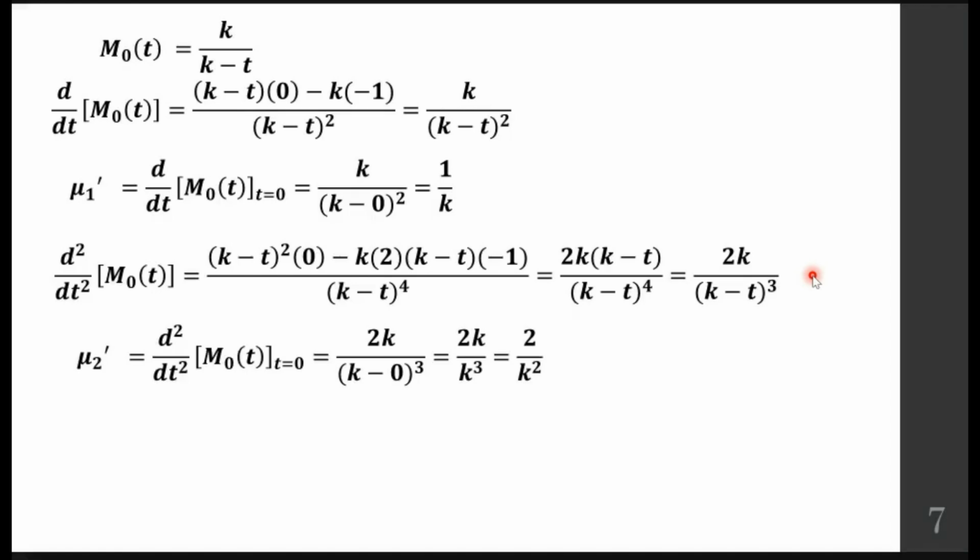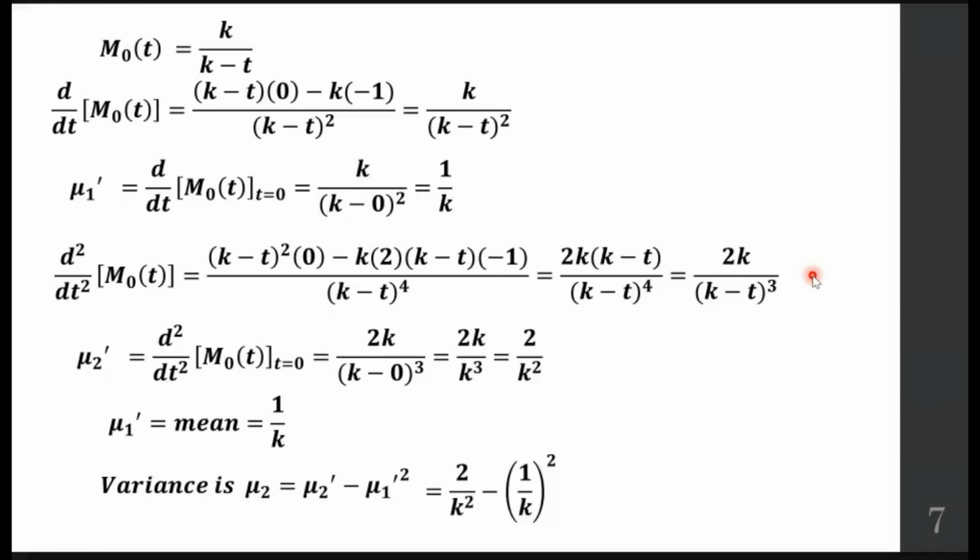The problem with the continuous random variable is that you have to integrate the function. There we had to calculate the summation in the case of a discrete random variable, but in the case of a continuous random variable, you have to integrate. So sometimes the integration may be difficult or complicated. So the variance: the mean is 1 by k, and the variance is mu 2 dash minus mu 1 dash the whole square. Mu 2 dash is 2 upon k square, mu 1 dash is 1 upon k the whole square, which is equal to 1 upon k square. Correct. This method is the same as what we have done.